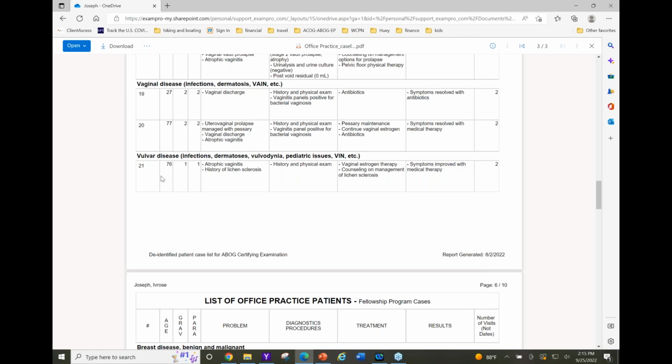Okay. Now, tell me, how would you counsel a patient if you did a biopsy and it came back lichen sclerosis about the management of that condition? I would counsel the patient that the treatment would be topical steroid medication, and that it's possible that she would need this lifelong.